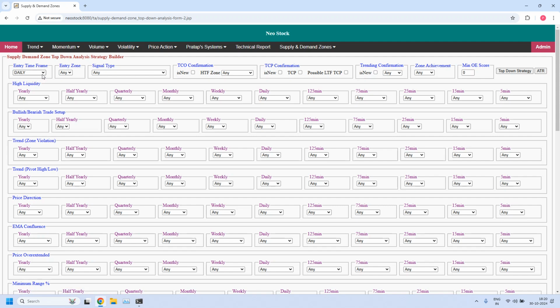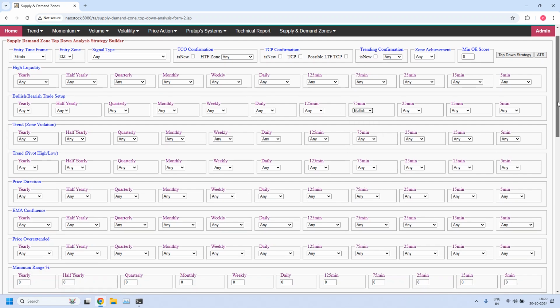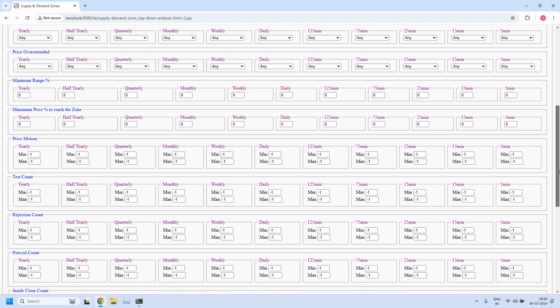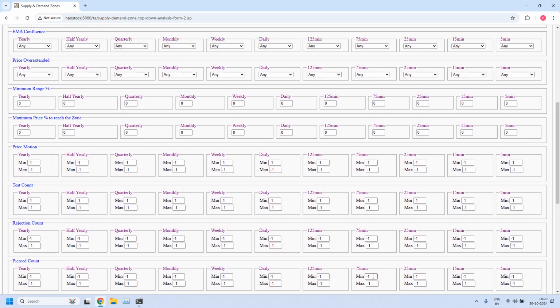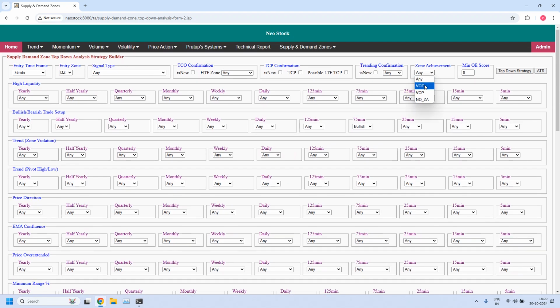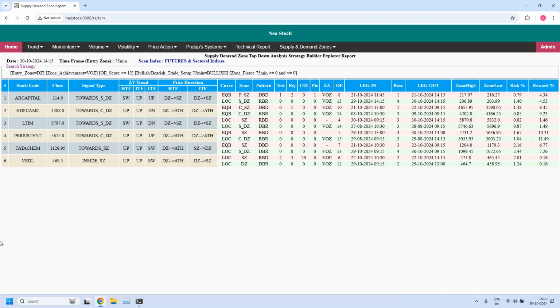Next, bullish trade setup for weekly income trade, entry time frame 75 minutes, entry zone, demand zone. In bullish or bearish trade setup at 75 minutes time frame, selecting bullish, and 75 minutes demand zone should not be pierced. So in the 75 minutes time frame, minimum value 0, maximum value 0. Zone achievement violated, opposing zone, minimum order enhancer score 12. All the 3 filters are applied to 75 minutes demand zone, and we got 6 stocks. All these 6 stocks are currently supporting bullish trade setup for weekly income trade, and entry time frame and entry zone are 75 minutes demand zones.